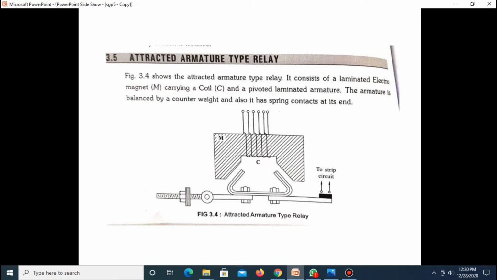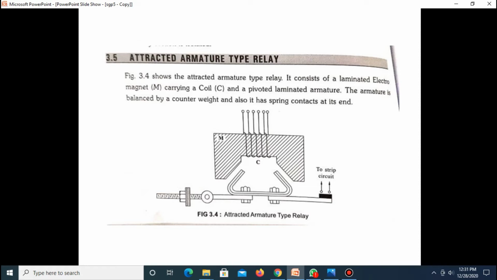It also consists of a spring at this end. In normal condition, the current flowing through this coil C is such that the counterweight holds the armature in the position shown in the figure, based on this balanced weight. During the fault condition, the current flowing through coil C increases above the pickup value. Pickup value is the minimum value of current.